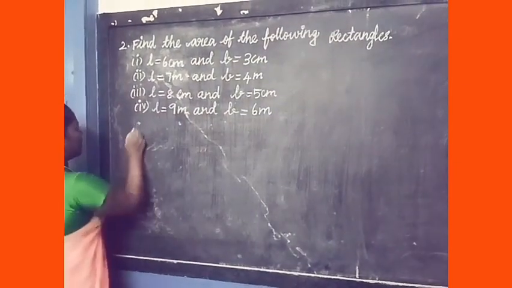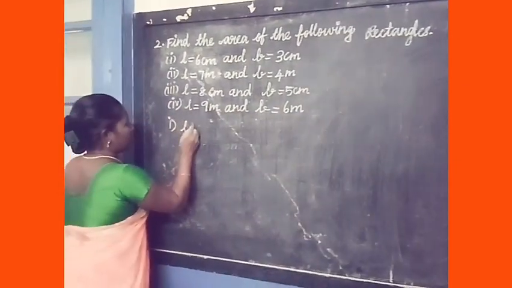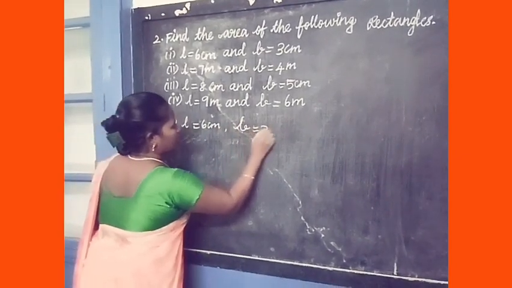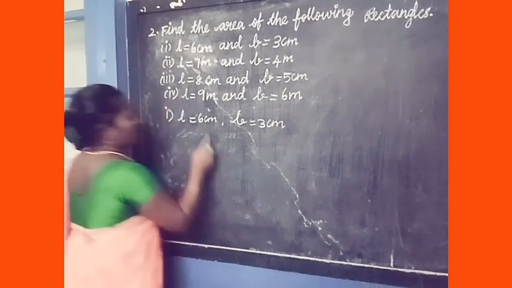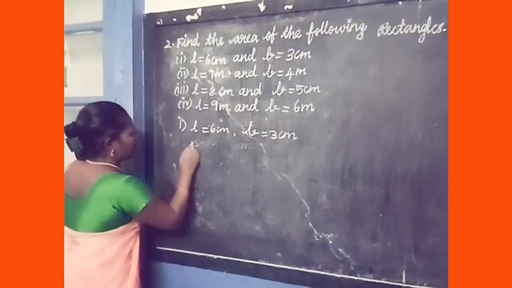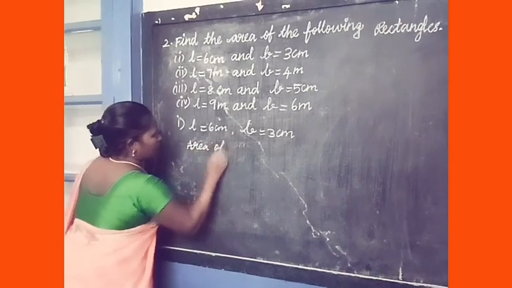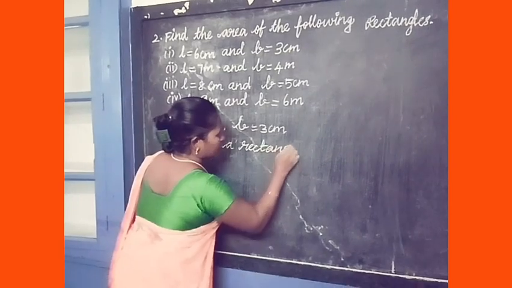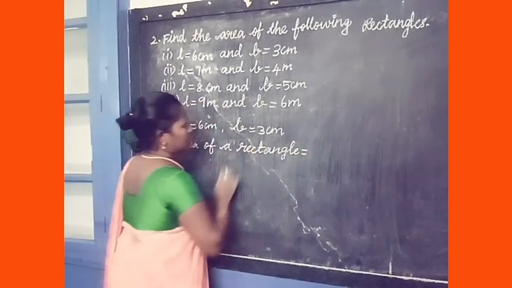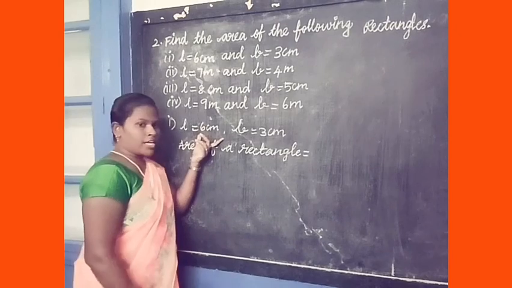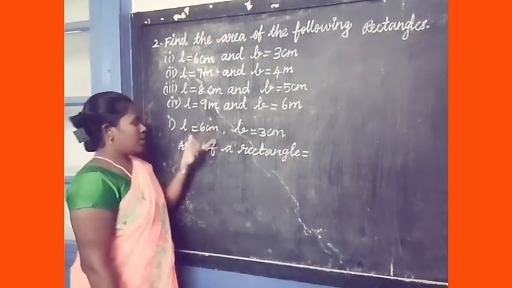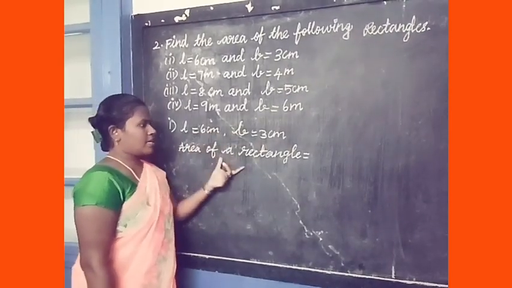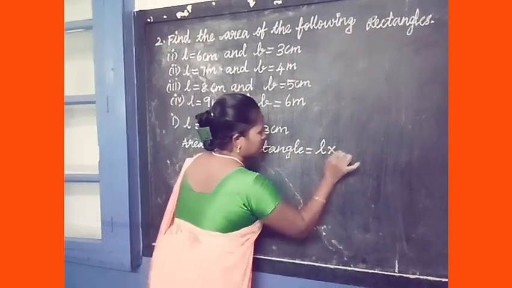So first we write first one. L value, given value L is equal to 6 cm and breadth is equal to 3 cm. First we write the formula. Area of a rectangle. Area of a rectangle is equal to, area of a square means the given value is side value. Area of a rectangle means length and breadth value is given. So the formula is L into B.